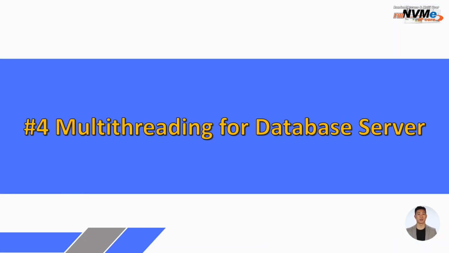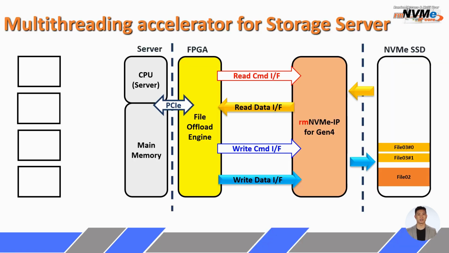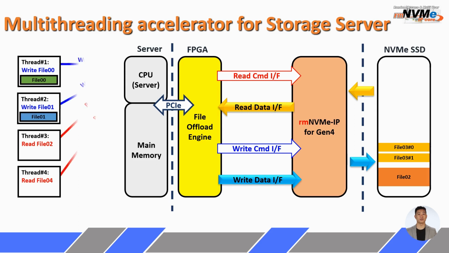And the last example application in this video is multithreading for database server. The FPGA can be utilized as the offload engine for the storage server to access physical disks like NVMe SSD storage. In large-scale systems, multiple threads frequently access the storage, leading to a high volume of read and write requests being sent to the CPU.